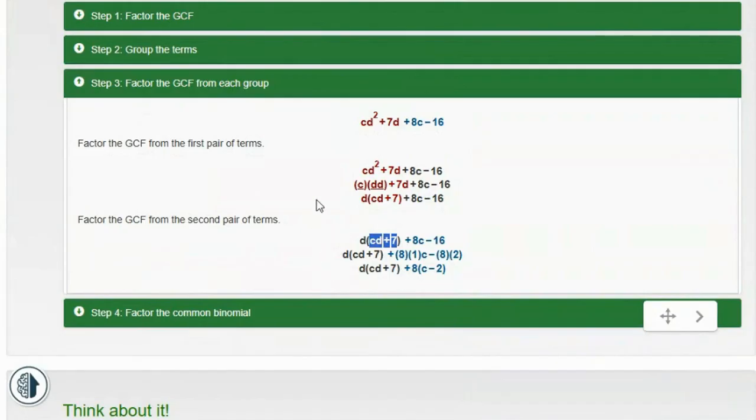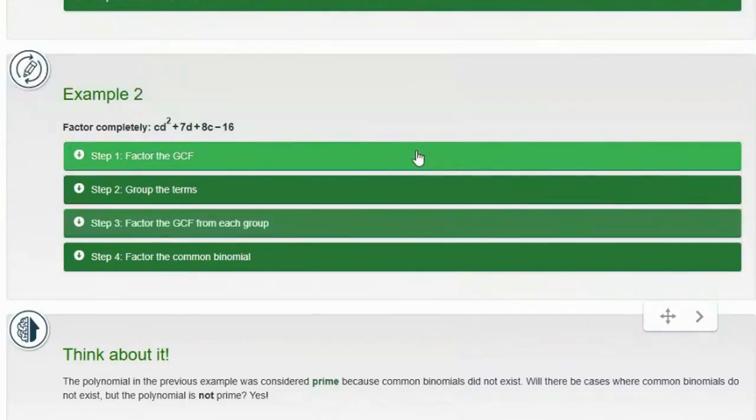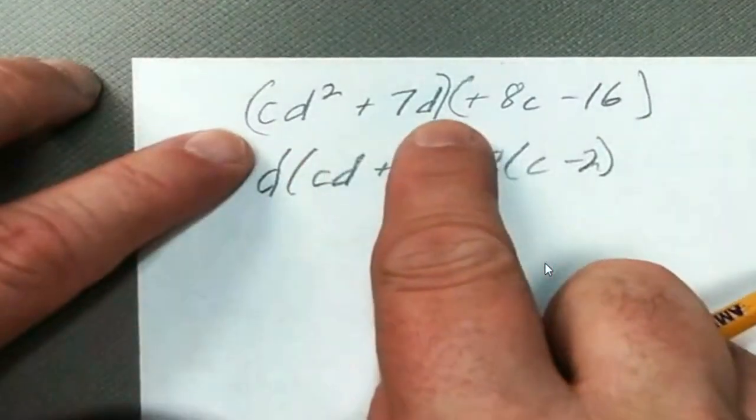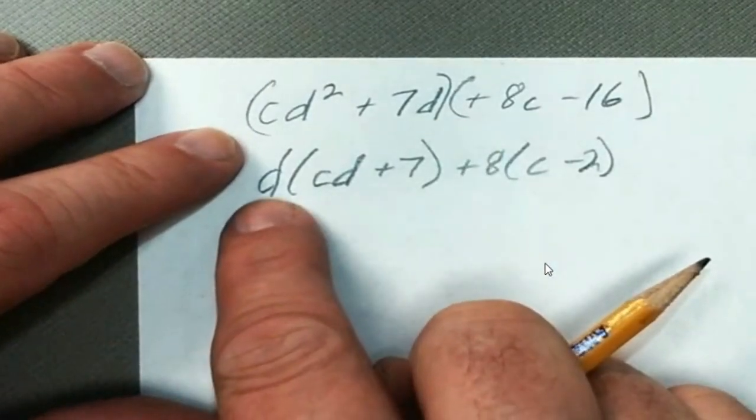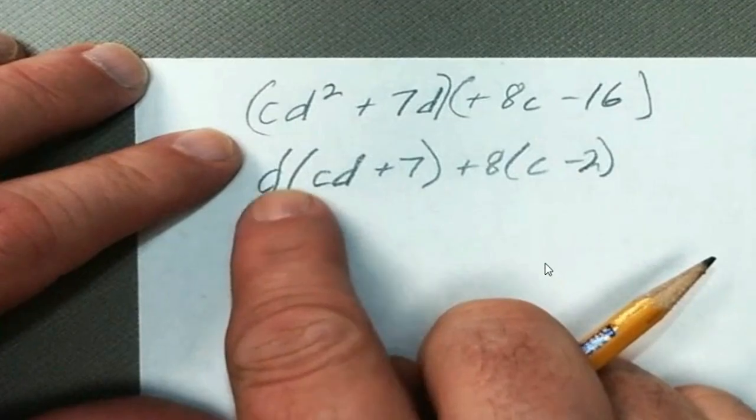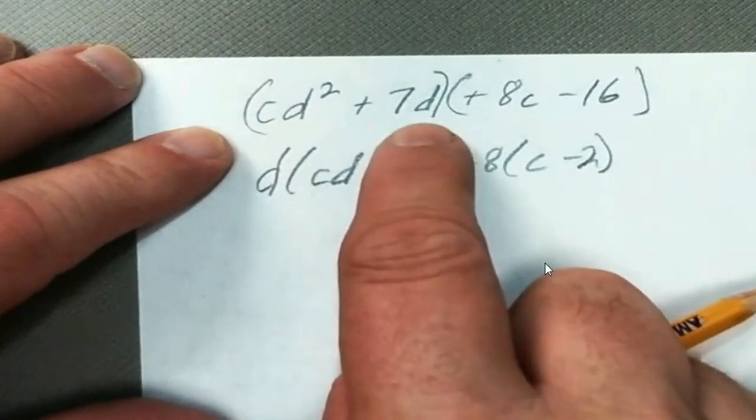Oh, this one. Oh, yeah. Gotcha. Let's put this in our notes because this is important. All right. I'm going to go back and start this over just because this will show you what happens sometimes when we can't get that common binomial. So we'll put this in our notes. This first binomial, when we group that, we can pull out a d, like they showed us on the buzz lesson, which leaves cd plus 7 when you pull a d out of both those terms.